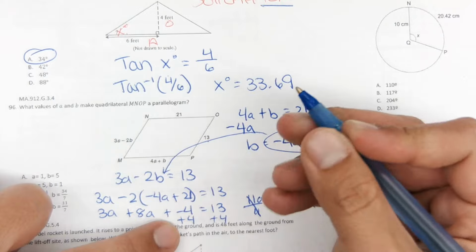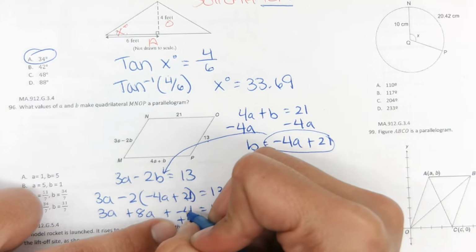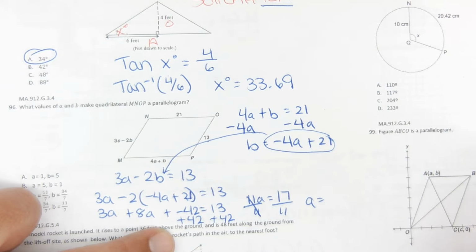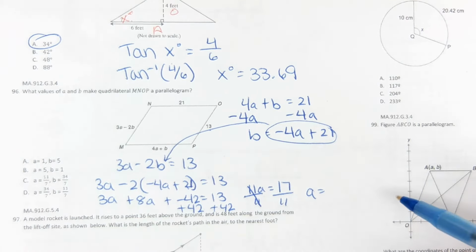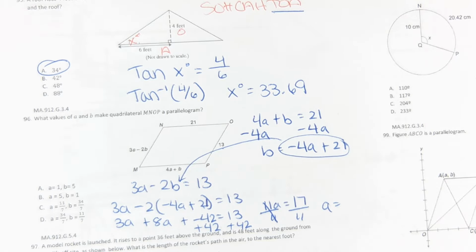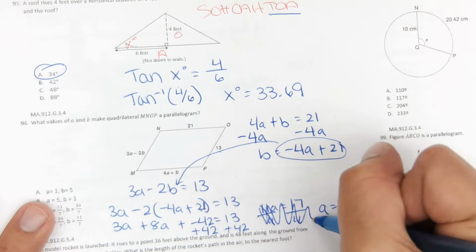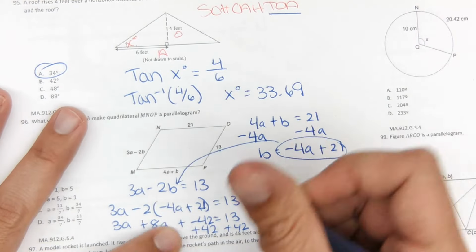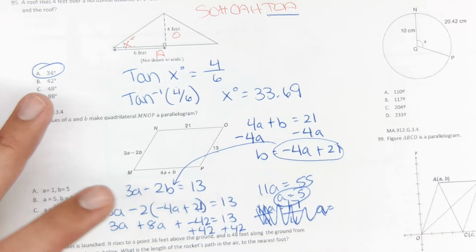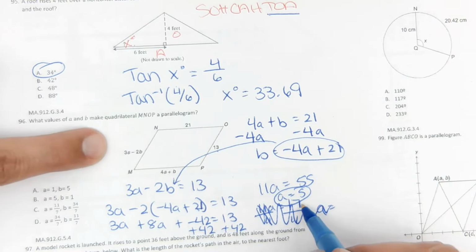This is 21. So negative 2 times 21 would be negative 42, so plus 42. Still not coming out right. 13 plus 42. Oh wait, it did come out right. Okay, 13 plus 42 is 55. So I get 11a equals 55, and then a equals 5. Woohoo, redeemed. And then I can figure out b.